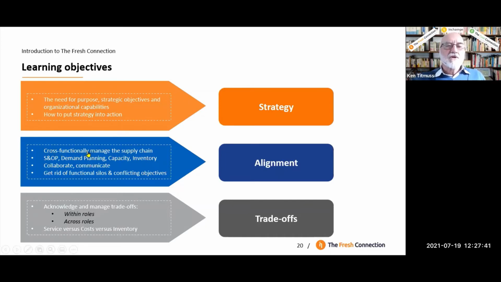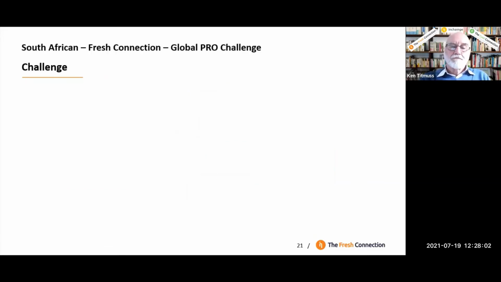We need to have that cross-functionality managing the supply chain. Sales and operations planning, demand planning, capacity, inventory, collaboration, etc. We need to get rid of those silos and all work to the same strategic goal. And we need to understand what the trade-offs are within our own roles and across the roles as well.